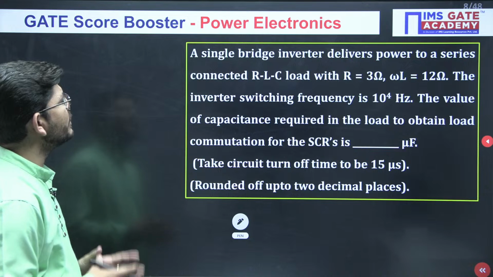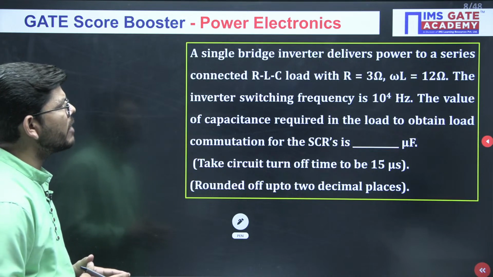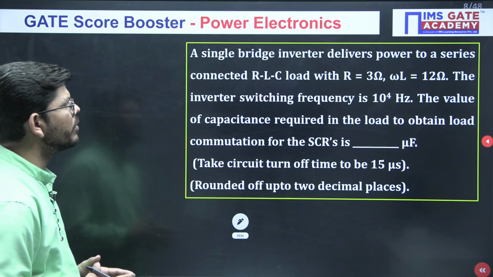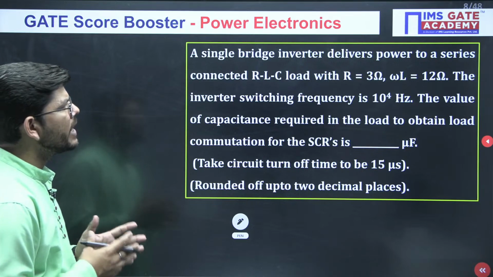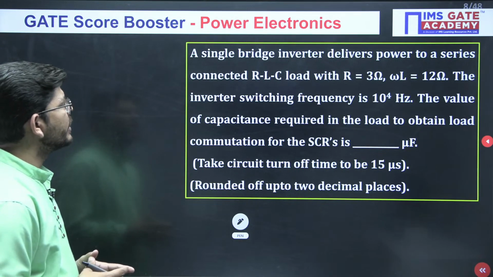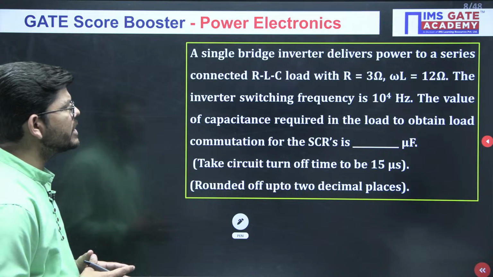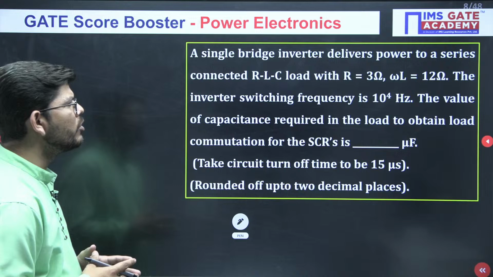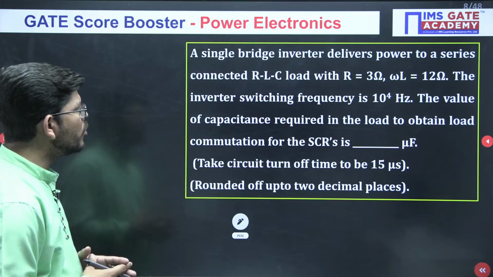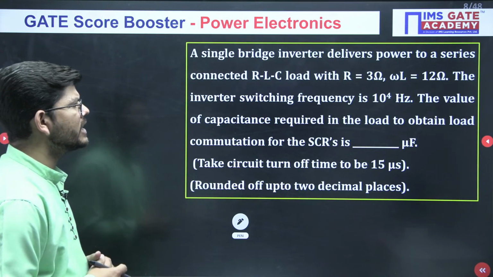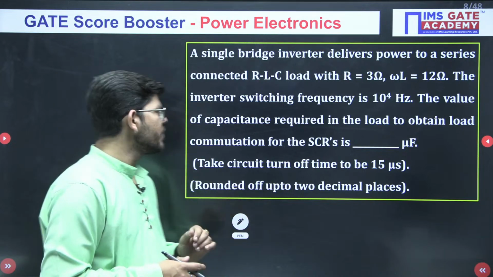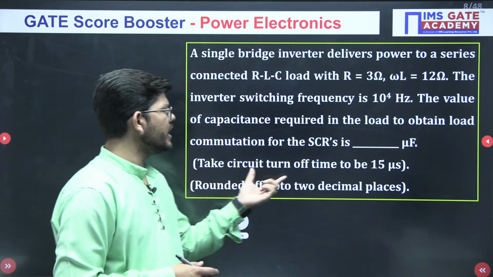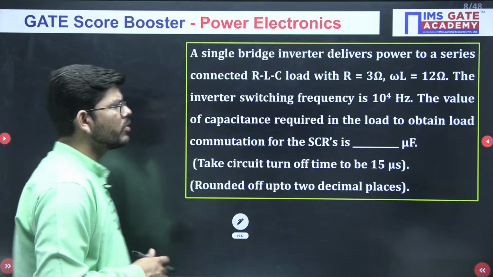Now moving towards this question, just see here. A single bridge inverter delivers power to a series connected RLC load with R and omega L given. The inverter switching frequency is 10 to the power 4 Hz. The value of capacitance required in the load to obtain load commutation for the SCR, in microfarad, will be what? And we have been given that the circuit turn off time is 15 microseconds.